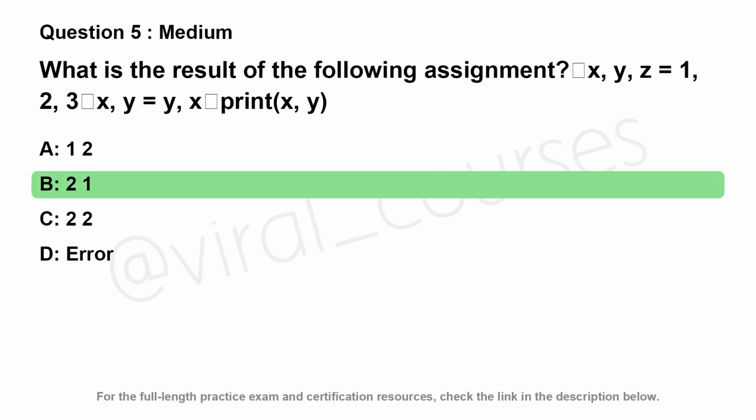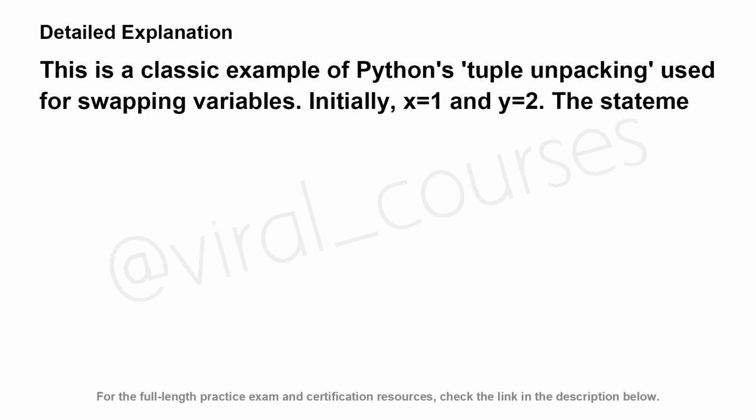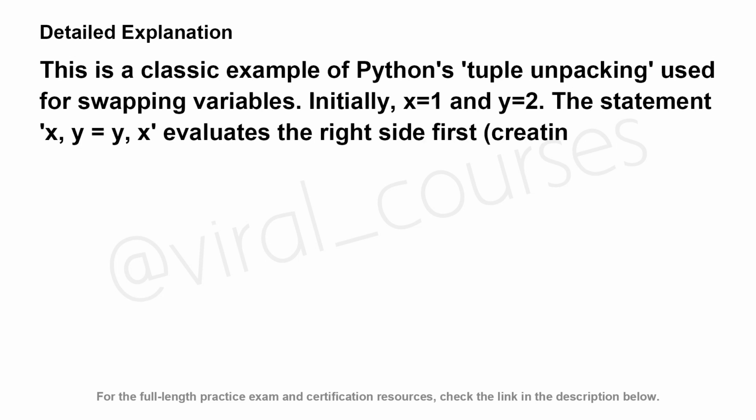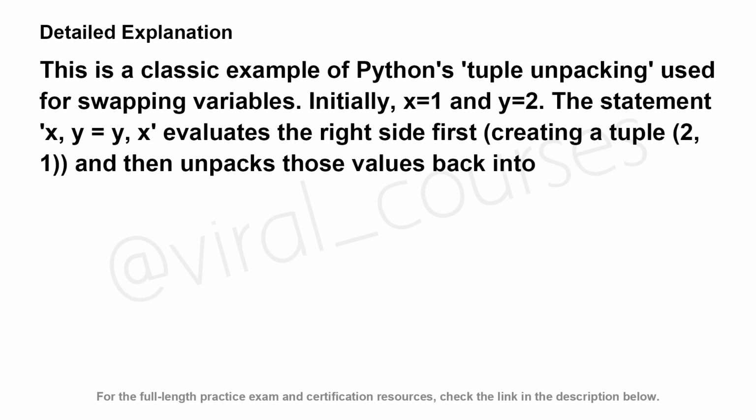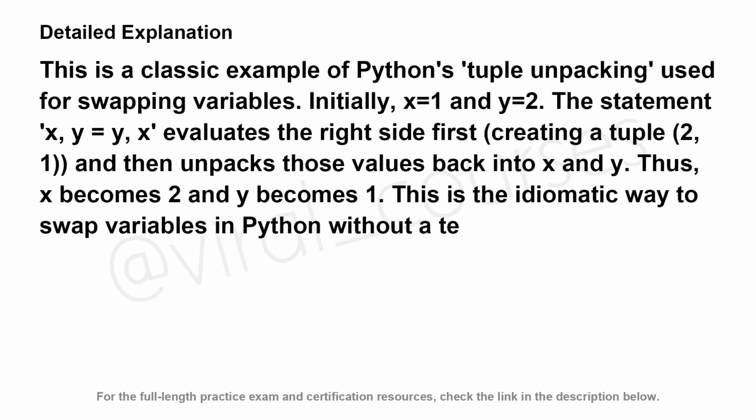The correct answer is B. This is a classic example of Python's tuple unpacking, used for swapping variables. Initially, x equals 1 and y equals 2. The statement x, y = y, x evaluates the right side first, creating a tuple, (2, 1), and then unpacks those values back into x and y. Thus, x becomes 2 and y becomes 1. This is the idiomatic way to swap variables in Python without a temporary third variable.